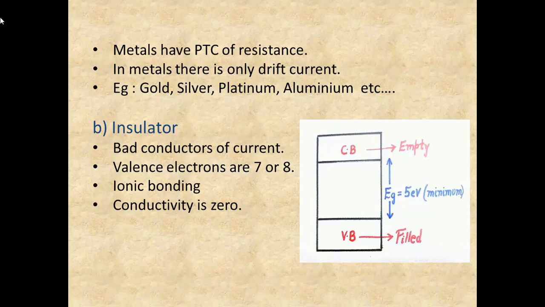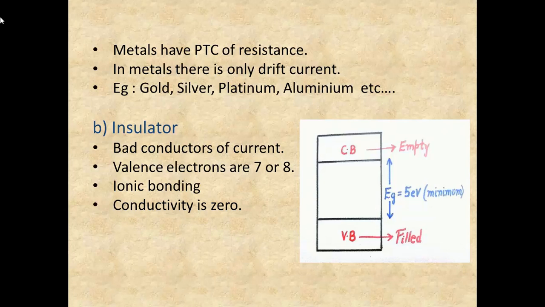Metals' resistance increases with increase in temperature. Because of the overlapping, as we have seen in our previous figure, overlapping occurred at 300 Kelvin. Because of that overlapping of valence band and conduction band, metals exhibit a positive temperature coefficient. That's what PTC is defined as. So metals have PTC of resistance, that means resistance increases with increase in temperature.